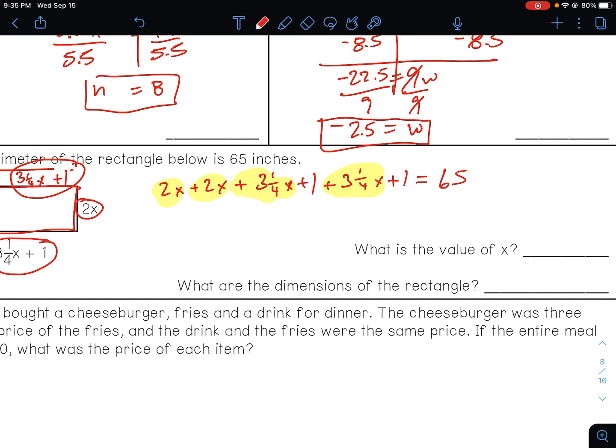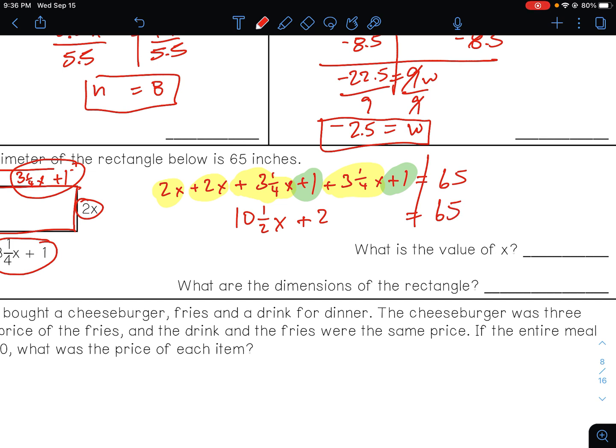10 and a half, I believe. 10 and 2/4, or 10 and a half x. Now, add up the other like terms. I have plus 1 and plus 1. Well, that's just plus 2. And then bring down the equal sign, equals 65.